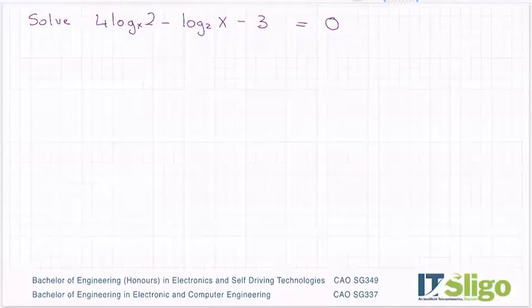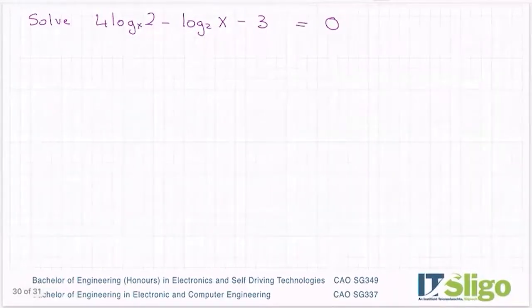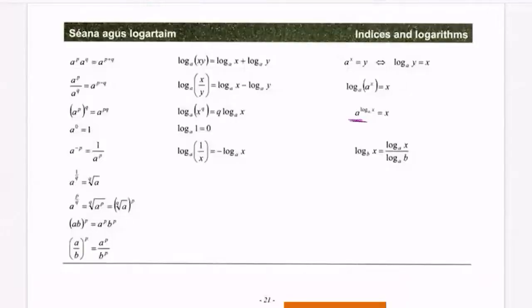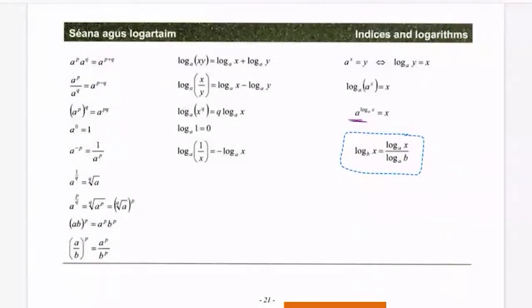Okay, let's have a look at this change the base one. So again, solve for log to the base x of 2 minus log to the base 2 of x minus 3 equals 0. So why do I call it a change the base? Well, when I'm looking at the base numbers, can you see that they're different? For as long as they are different, we can't really use the rules of logs. So what you have to do is change the base number of one of them so that they match.